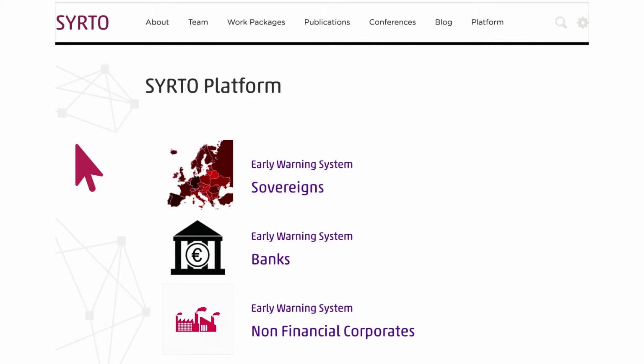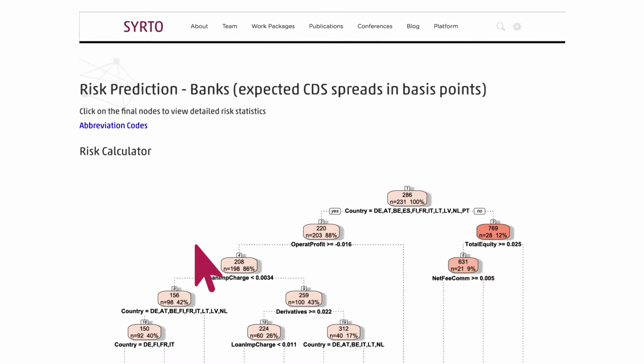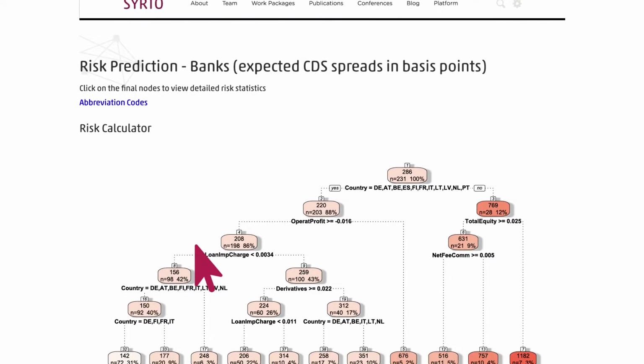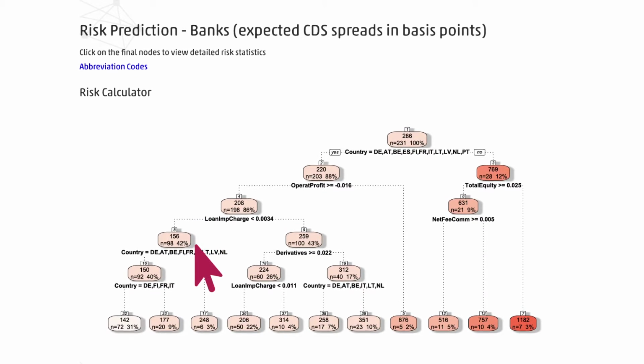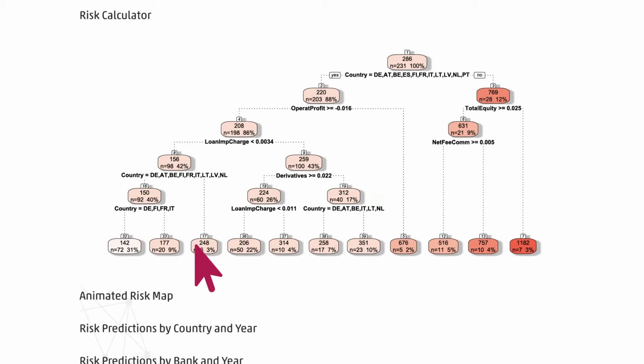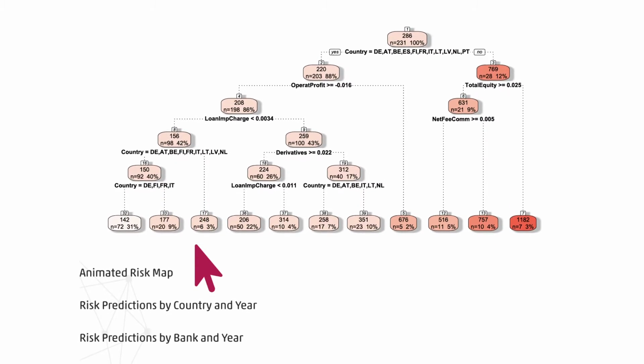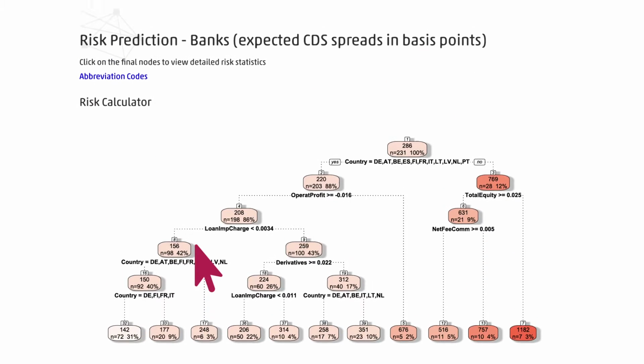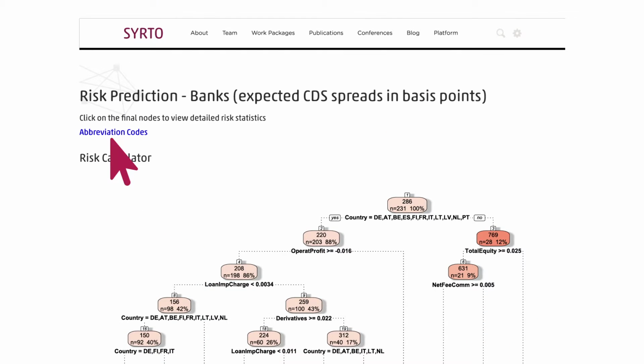Early warning systems for banks and non-financial corporates work in the same way. We focused on the systemically important banks selected by the ECB. For these banks, we stratified the risks in terms of expected CDS spread, expressed in basis points, by using balance sheet data. For more details, see the abbreviation code link.